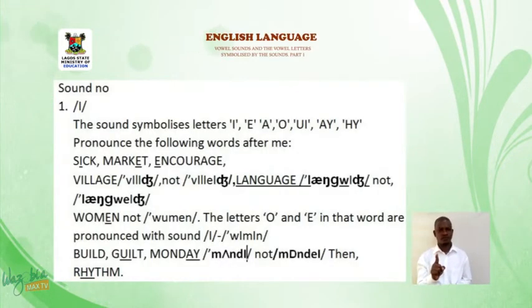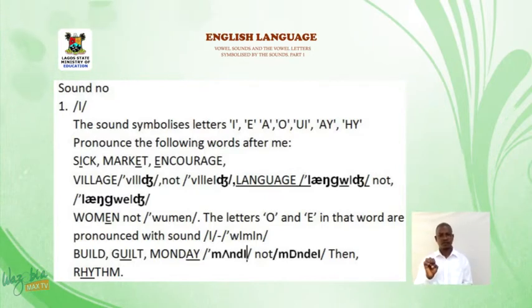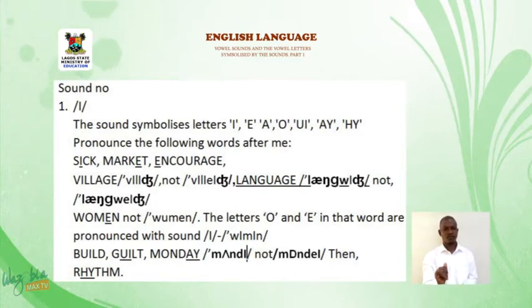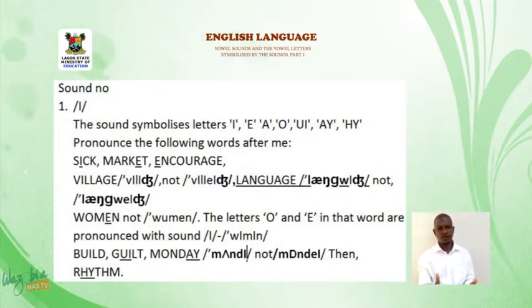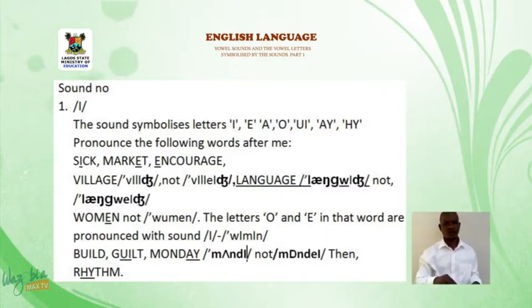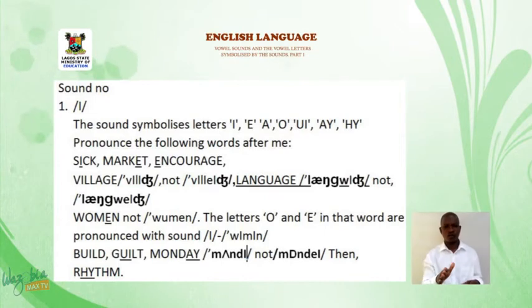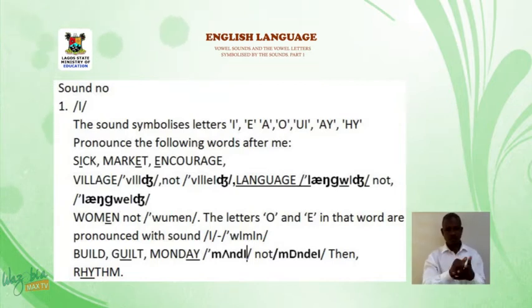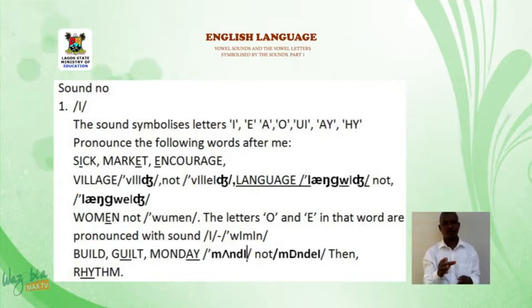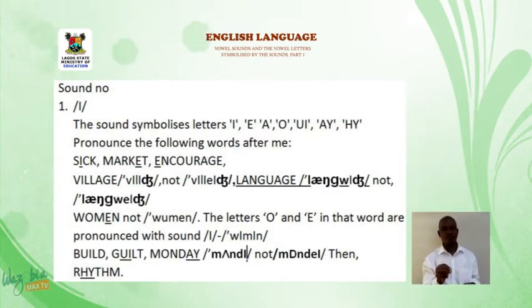Sound number one, short E. The sound symbolizes letters I, E, A, O, U, Y. Pronounce the following words after me. Sick, market, encourage, village, not village, language, not language, women, not woman. The letters O and E in that word are pronounced with sound E. Women. Built, guilt. Monday, not Monday. Then, rhythm.